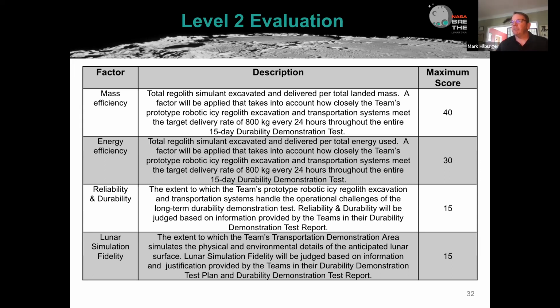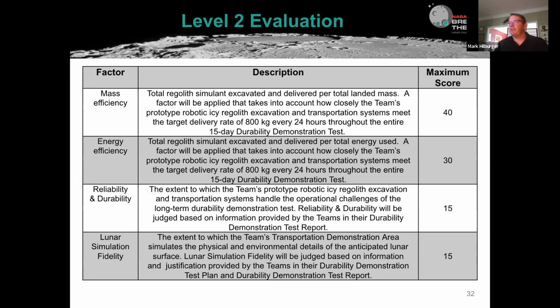There will be a weighting factor applied to the score that takes into account how closely the team's prototype excavation transportation system meets the target delivery rate of 800 kilograms every 24 hours. So it essentially does not allow a team to loophole their way to the full delivery in the first day. They, again, as I was mentioning earlier, need to have a steady delivery rate throughout the demonstration test. Maximum score for this element is 40.